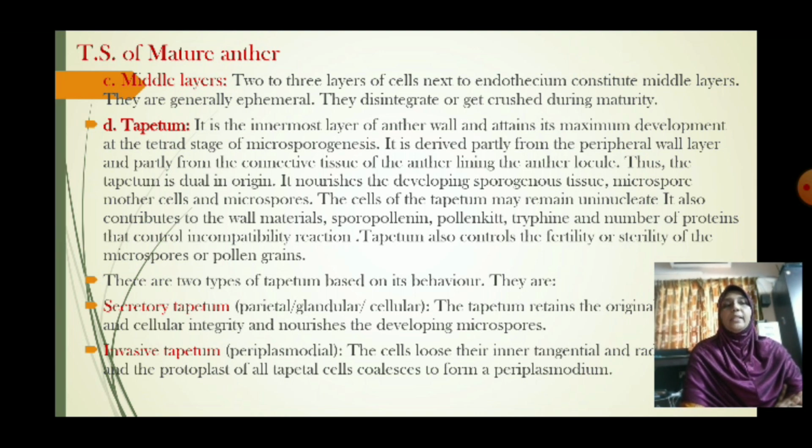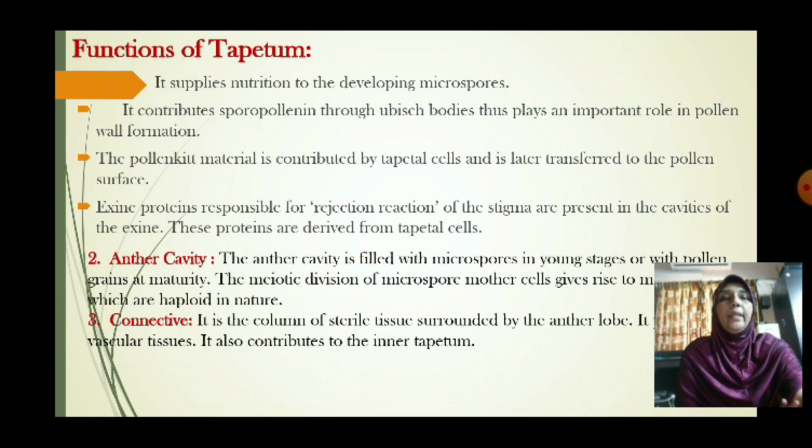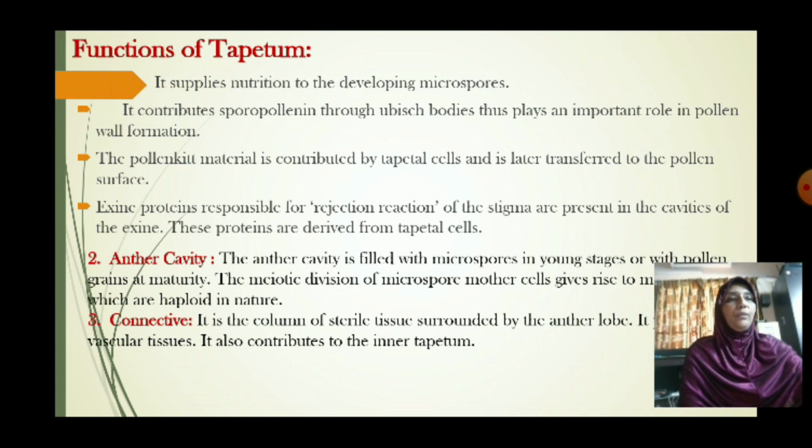The first one is the secretory tapetum. It can be called parietal, glandular, cellular. The tapetum retains the original position and cellular integrity and nourishes the developing microspores. Invasive tapetum is otherwise known as periplasmodial. The cells lose their inner tangential and radial walls and the protoplast of all tapetal cells coalesces to form a periplasmodium. Next, we are moving on to the functions of the tapetum.